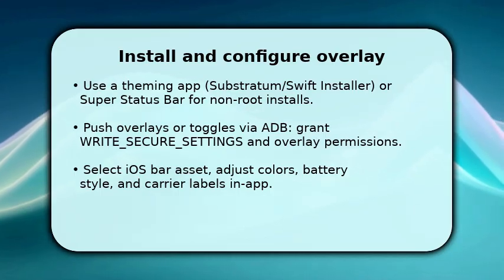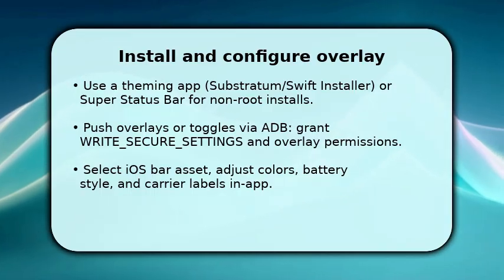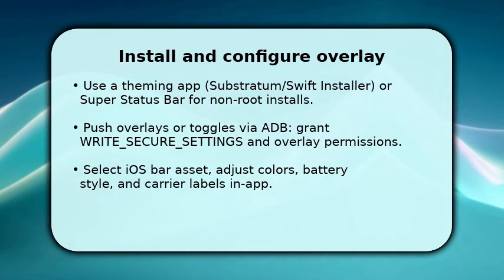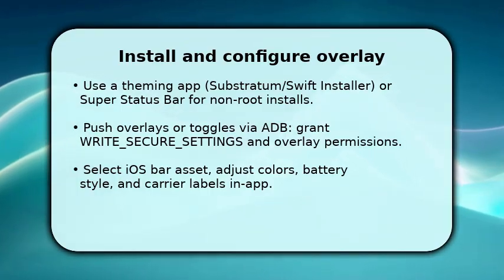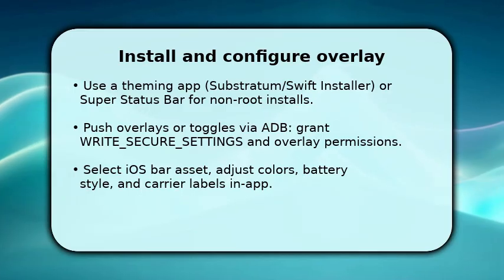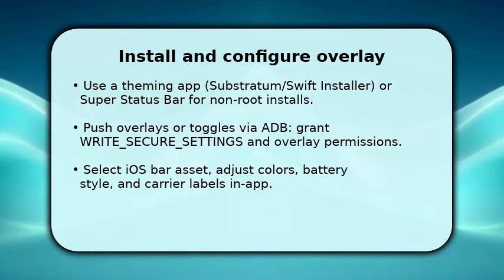Next, connect via ADB and run the specific grant commands the app requires so the overlay can modify system UI elements. Then choose the iOS asset pack, adjust color schemes, battery percentage, and carrier text. Make incremental changes, and reboot the system UI between tweaks to confirm each change applied correctly.